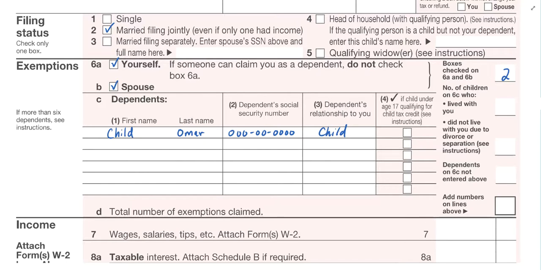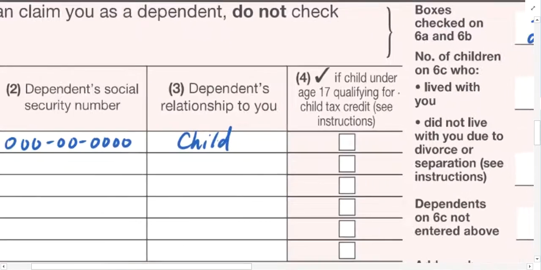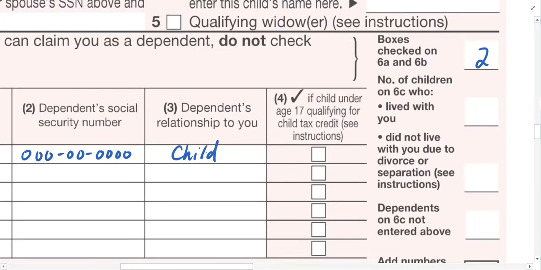Now on box number 4 in this group, it says to place a check if the child under the age of 17 qualifies for the child tax credit. Now this child may qualify for the child tax credit, but to be perfectly honest, I haven't read the instructions. And if I haven't read the instructions, I'm not going to make any assumptions. So I'm going to leave this blank.